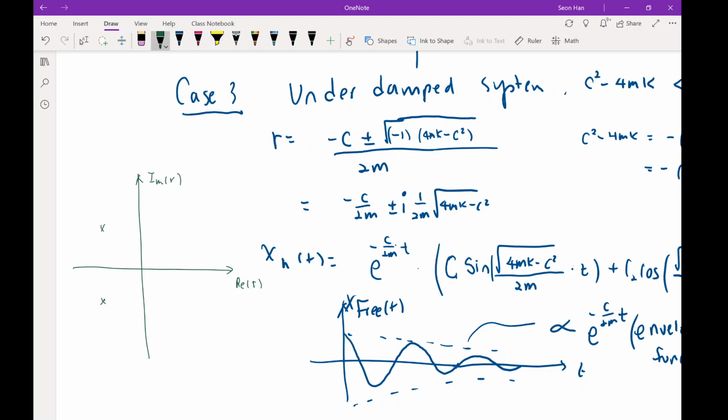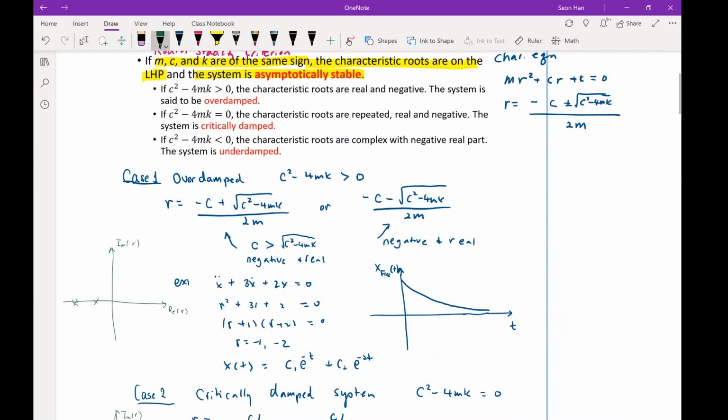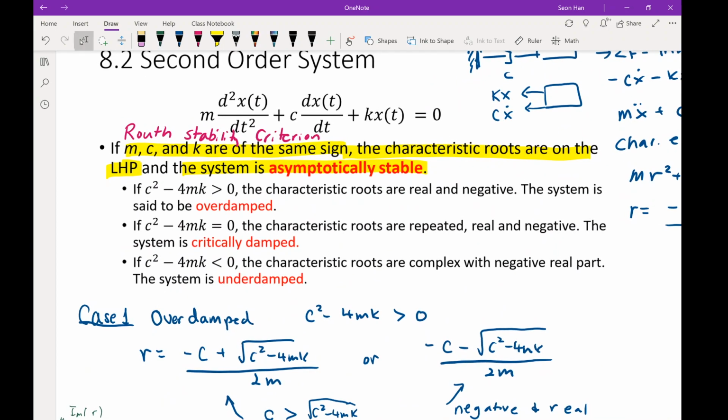So the roots appear in pairs, right? You have complex conjugate pairs, so they have the same real part, but the imaginary part has different signs. What did we say in the beginning? We said we'll have an asymptotically stable system, meaning all your characteristic roots will appear on the left half plane. And we just showed, for the 3 cases, the overdamped system, critically damped system, and underdamped system, the roots all appear on the left half plane.